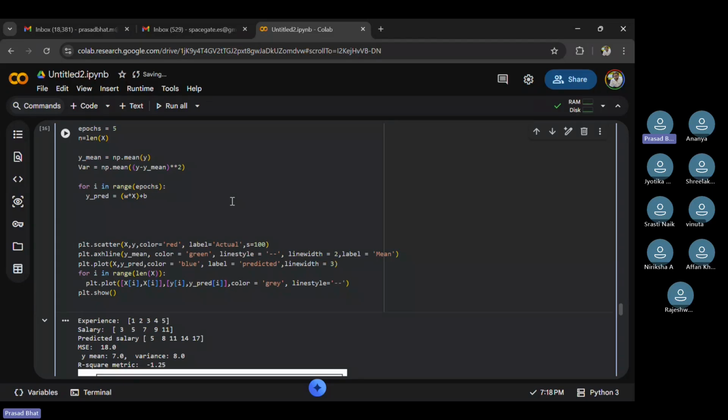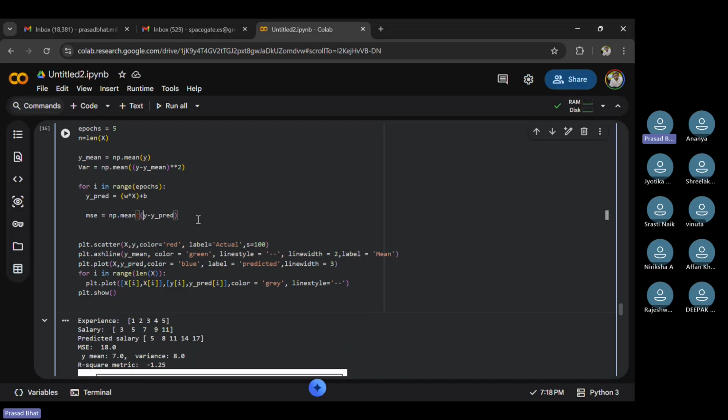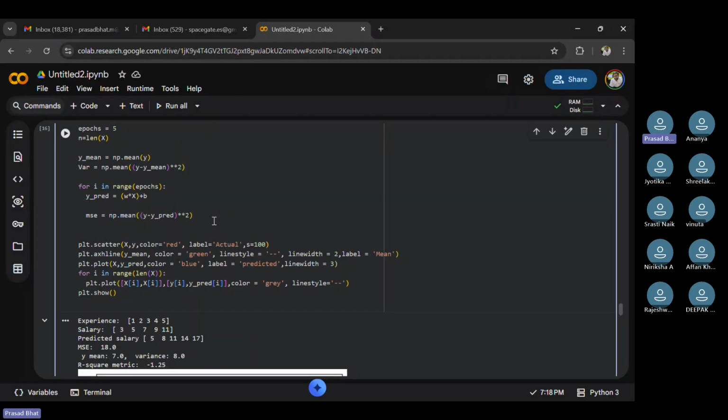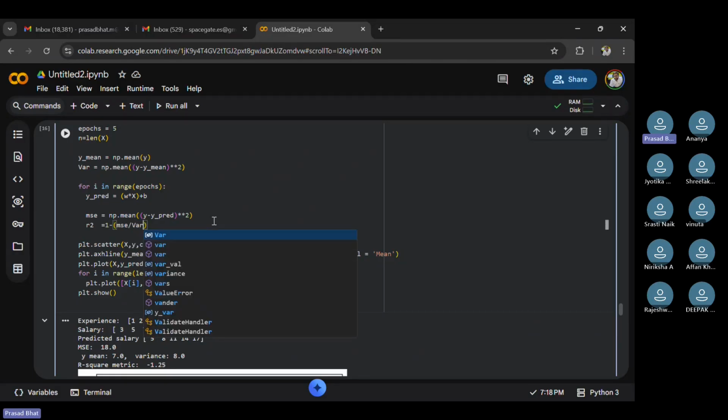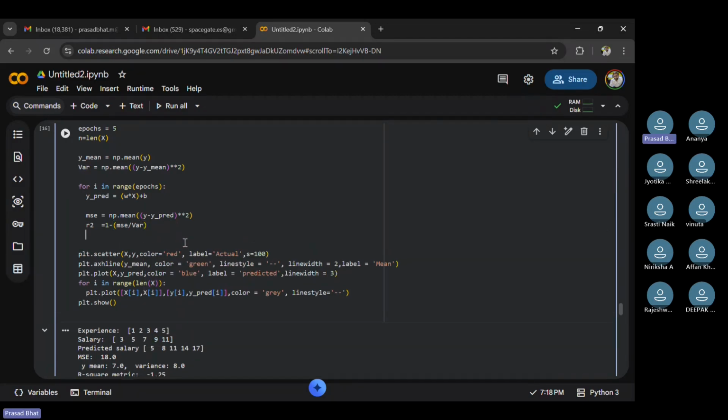Now let's calculate MSE. What is MSE? MSE is equal to np.mean, np.mean of what? Y minus y underscore predicted, right? And we need to take the square of this. This is what my MSE is, right? And then let me also calculate R square. We can calculate now, right? R square metric is 1 minus what? MSE divided by variance, correct? We already have the variance here. This is the R square metric that we have.